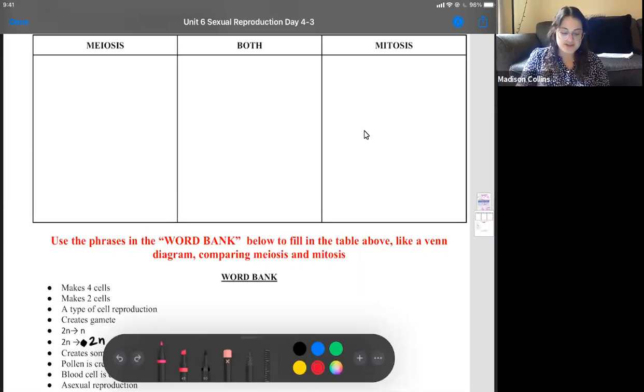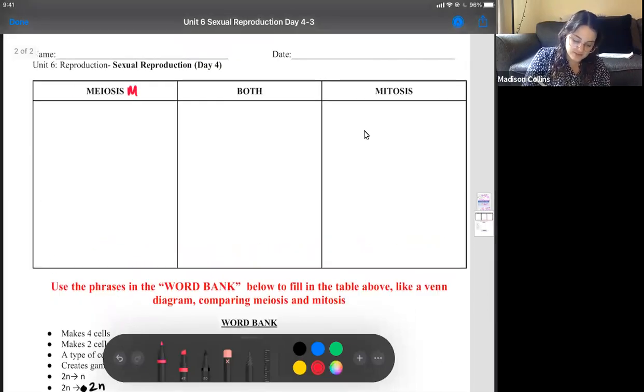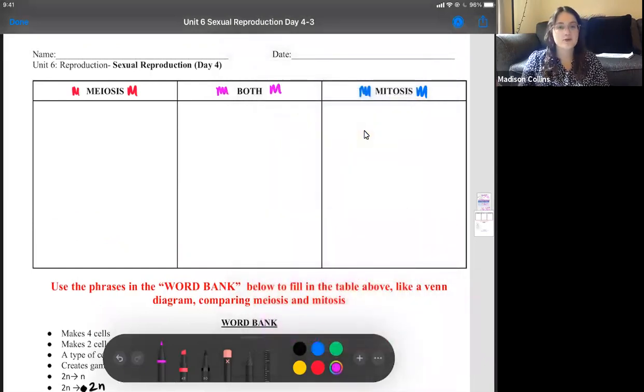Right. So for our purposes, when I'm describing meiosis, I'm going to use the color red. When I'm describing mitosis, I'll use the color blue. And when I'm describing both, I'll use my favorite color, purple.